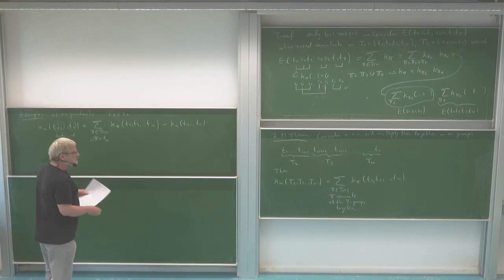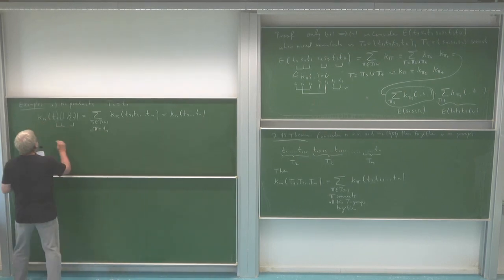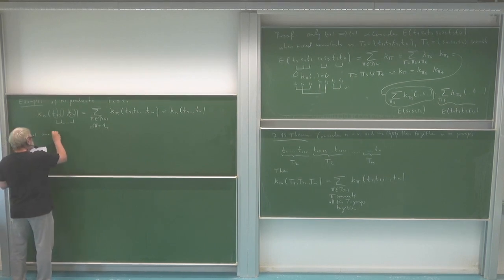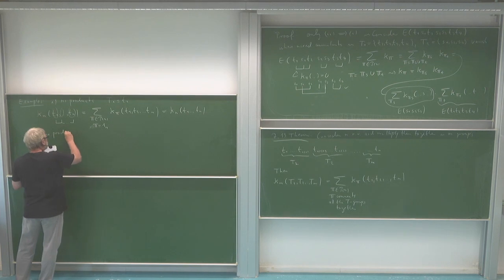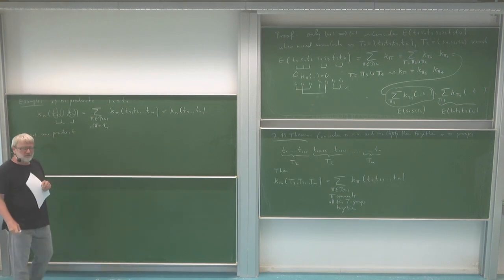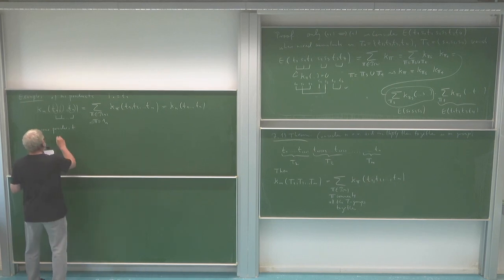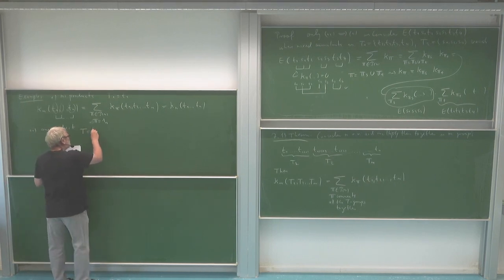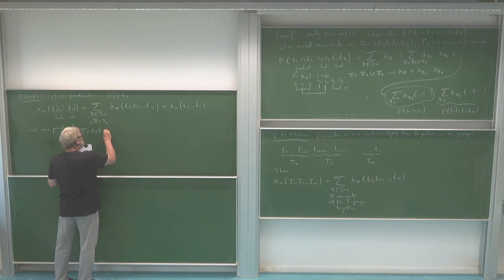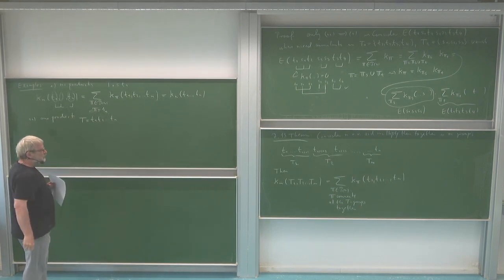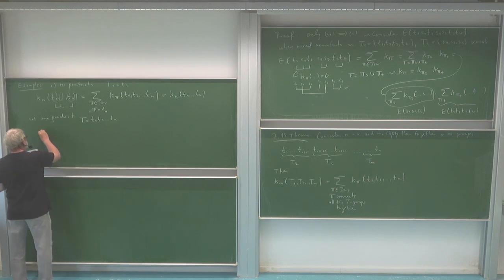Good. Okay, but now maybe the other extreme, where I only have one product. So I'm multiplying all my arguments together, which means I only have one capital T, which is the product of T1, T2 up to Tn. Okay, and then m is equal to 1, and then on the left-hand side I have kappa 1 of T.